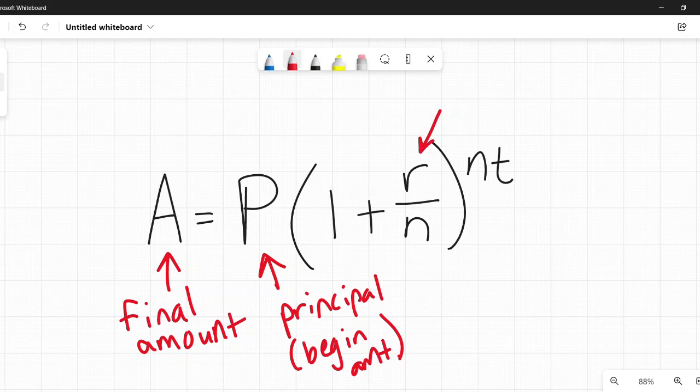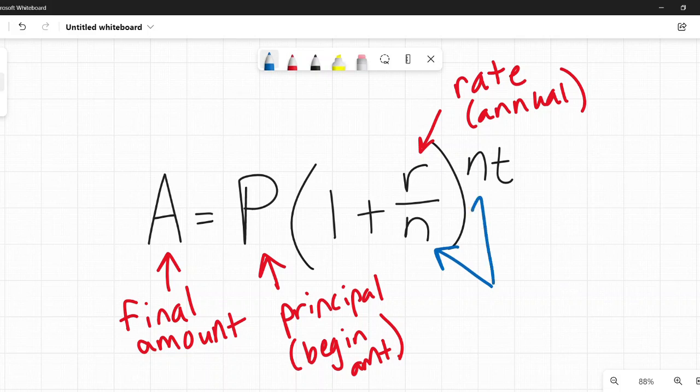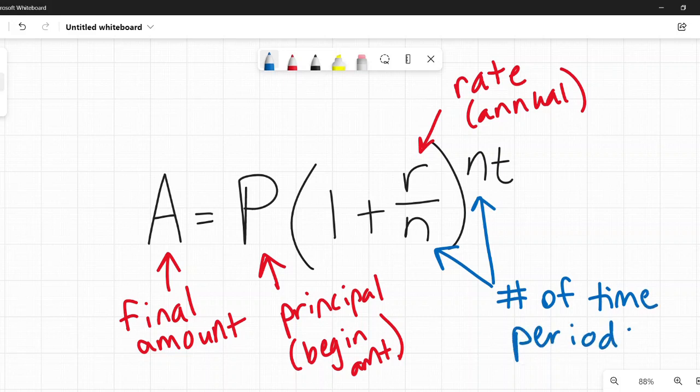Up here, I'm going to zoom out a little bit because I want to go up and down. Here, this is your rate, and this is the annual rate that they quote you. Our N, I'm going to use blue because there's two of them. We use the same variable twice. N is the number of time periods, let's call it that, in every year. T is our years.